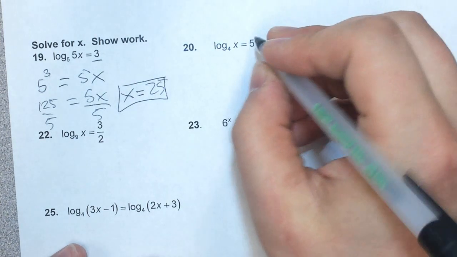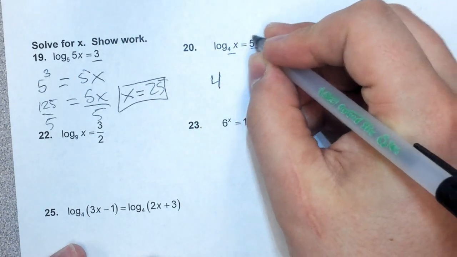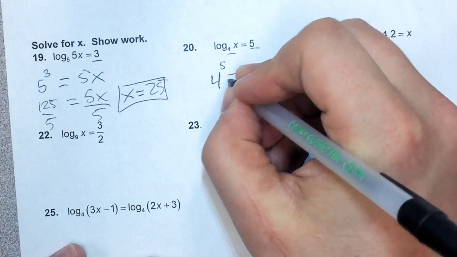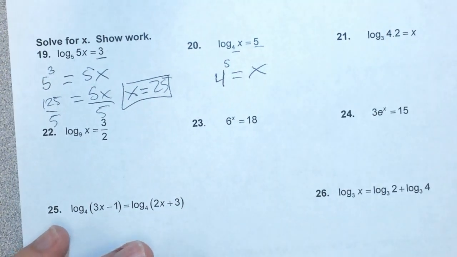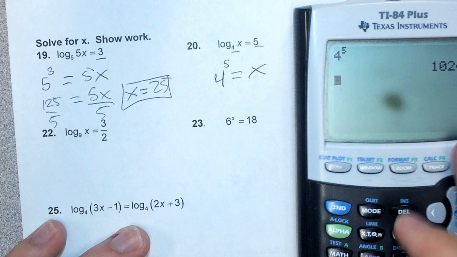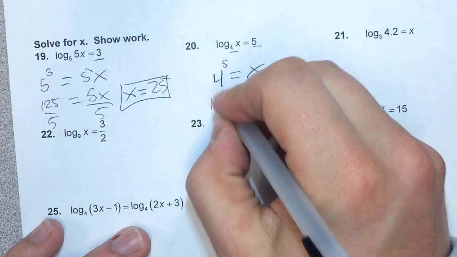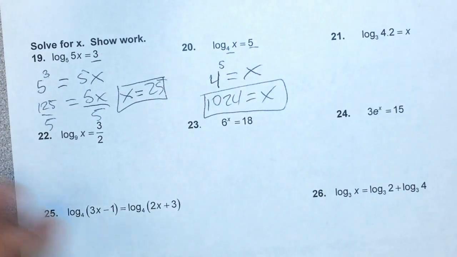We'll do the same thing here. The base will be the base of my exponential. What it's equal to is the exponent, and then that's equal to x. So 4 to the 5th power would be equal to x. Let's check that out. 4 to the 5th power is 1024. I did not know that. 1024 equals x. Okay, so there's that one.